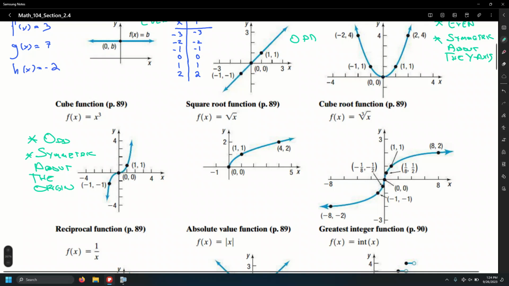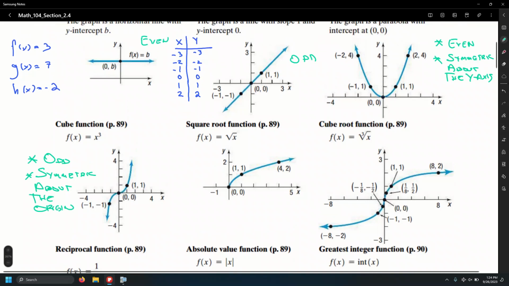We don't have a bunch of points like here we would have 1, 1, 2, 4, 3, 9, 4, 16. No, in this case we have 1, 1. Otherwise, if I did the 2, it would be 2 square root of 2, which is not a rational number, it's an irrational number. And in fact, if you do it in your calculator, you would get decimals.